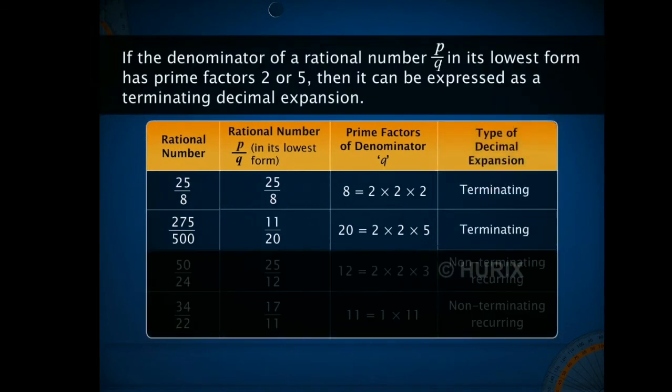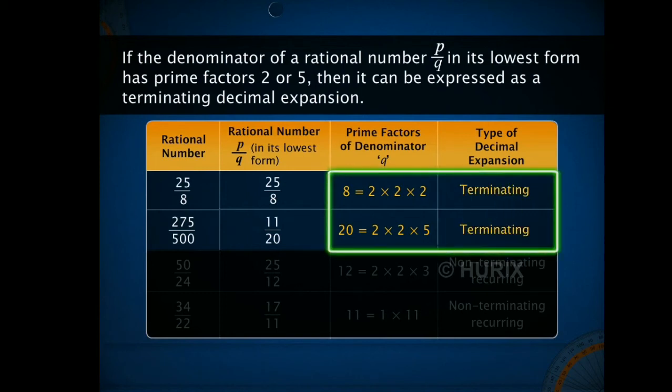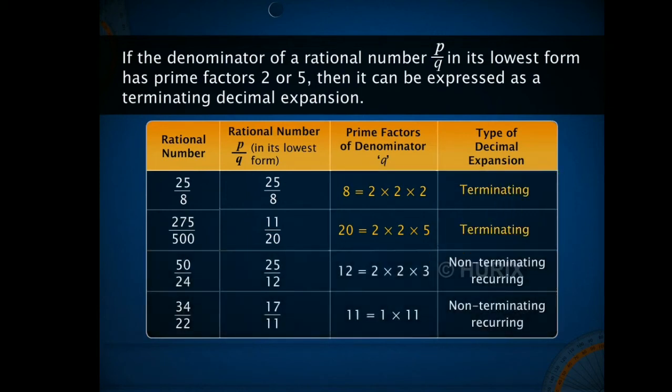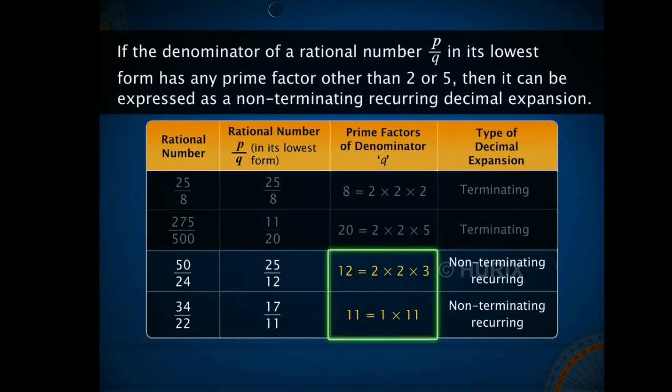Now, if the denominator of a rational number in its lowest form has the prime factors 2 or 5, then the rational number can be expressed as a terminating decimal expansion. If the denominator of a rational number in its lowest form has any prime factor other than 2 or 5, then the rational number can be expressed as a non-terminating recurring decimal expansion.